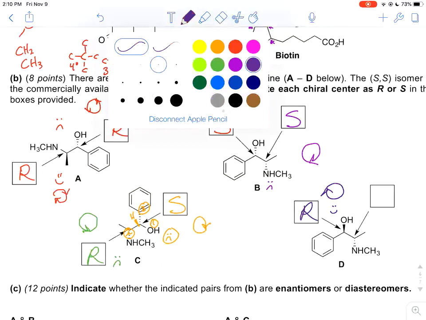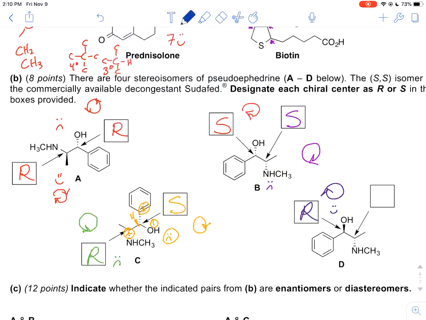Finally, we have 1, a 2, a 3. Looking at it the wrong way. We can deal with that. Looks like R, 1, 2, 3, does a clockwise circle, but looks like R, actually S. So what we have is RR, SS, RS, RS.